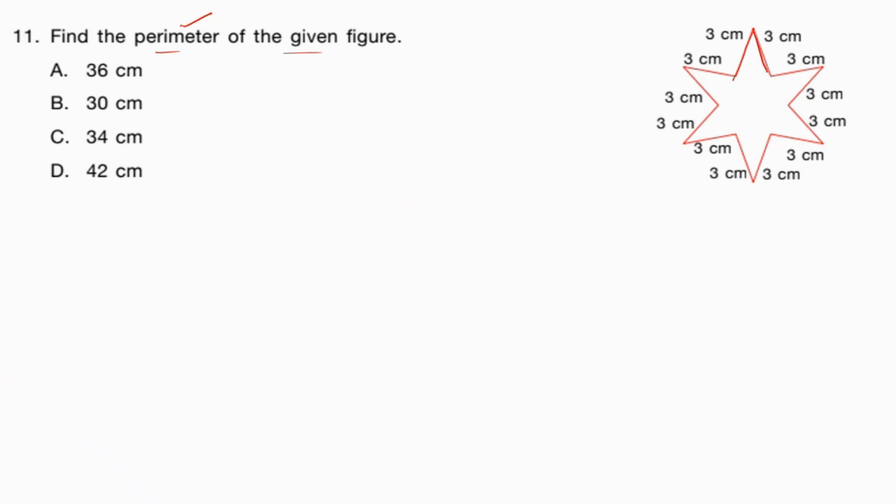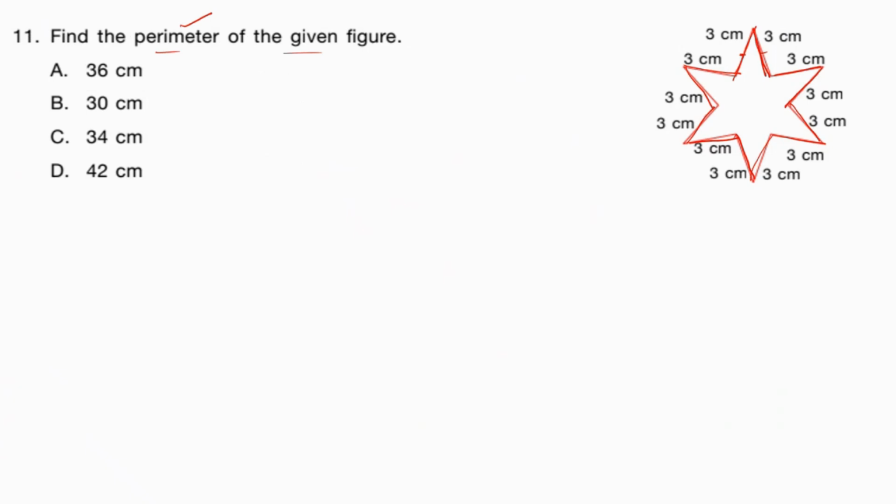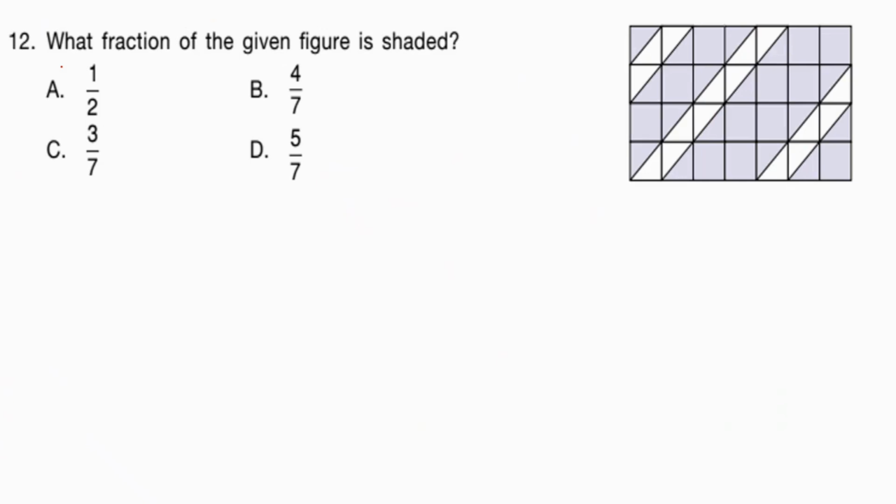1, 2. If you see, every boundary is 3 centimeters. 3, 3, 6, 3, 9, 3, 12, 3, 15, 3, 18, 21, 24, 27, 30, 33, 36. Right? I have completed my figure. So that's why my answer will be 36 here. Okay. Coming to the next question.